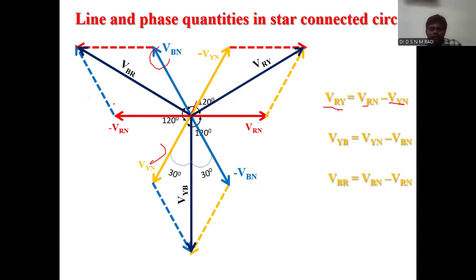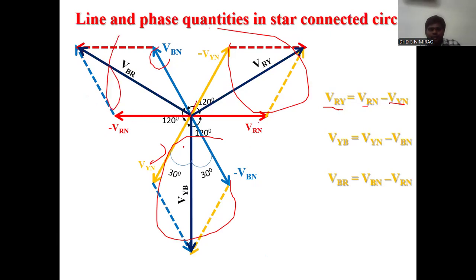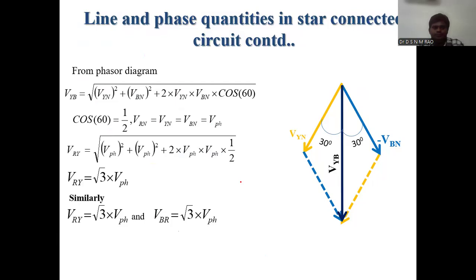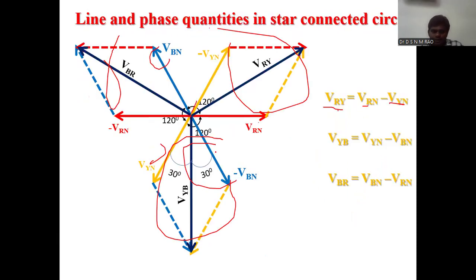So I will take this point. If you take any point, the same formula and same value will be obtained. I will take this part. What is the value of VYB? VYB is obtained using the same parallelogram method for vector addition: square root of a square plus b square plus 2ab cos theta. Similarly, VYN square plus VBN square plus 2 VYN VBN cos 60. Here the angle is 120 degrees.